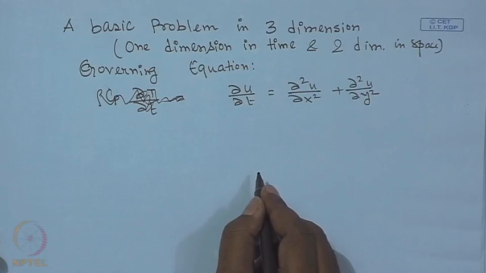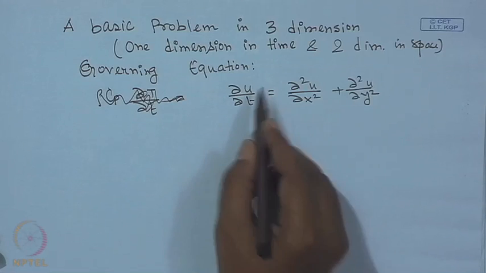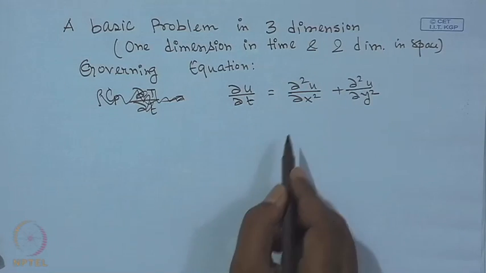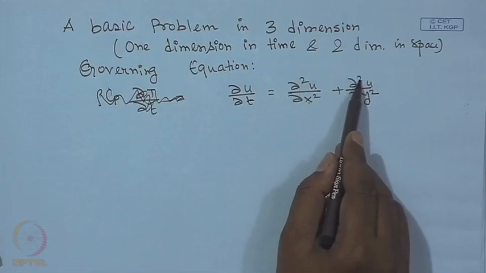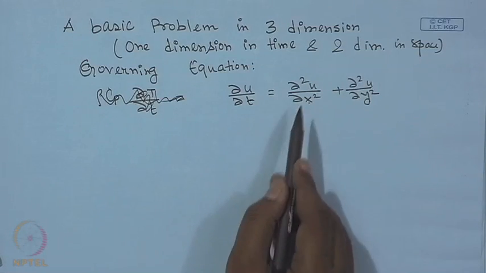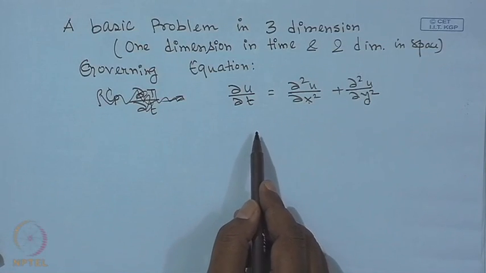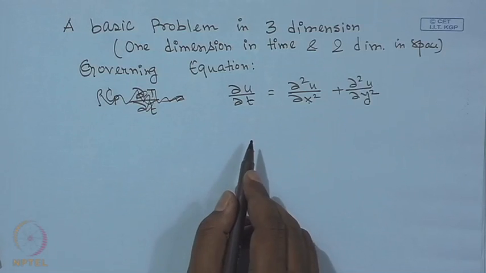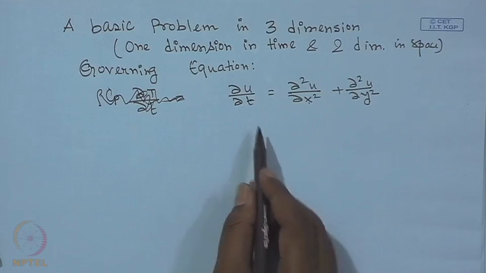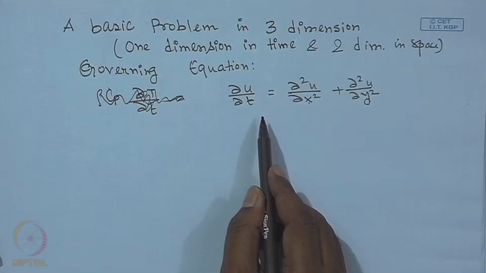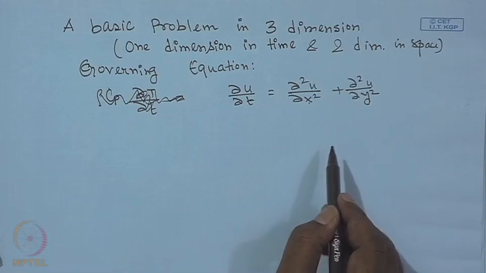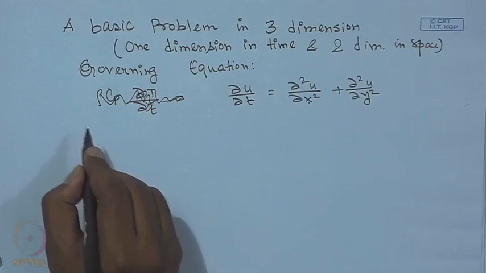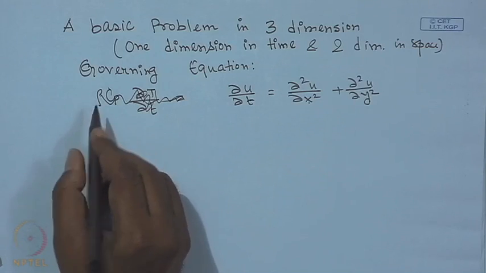Therefore, we need to specify one initial condition on time, two boundary conditions on x, and two boundary conditions on y, because it is order 2 with respect to x as well as with respect to y. Now, let us consider a basic problem, that means the initial condition is non-homogeneous and all the 4 boundary conditions are homogeneous. Let us see what we get. That is a basic problem in 3 dimension.